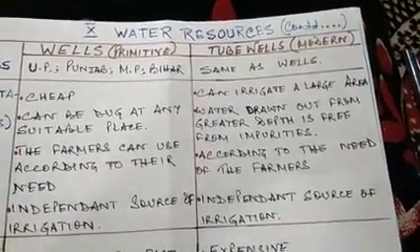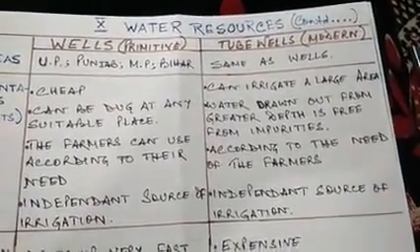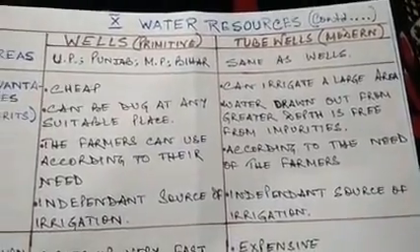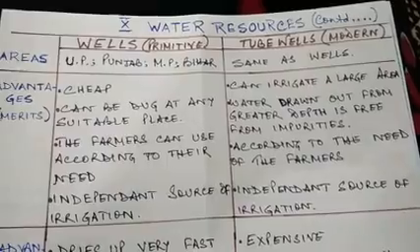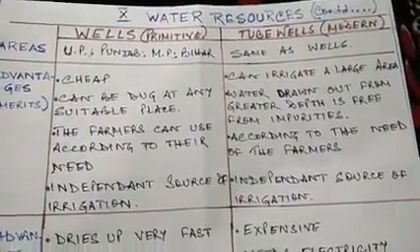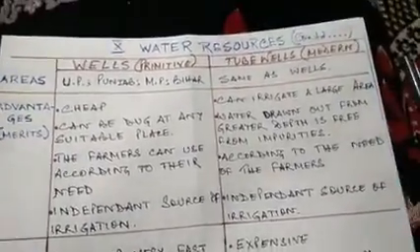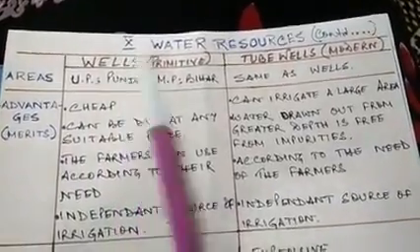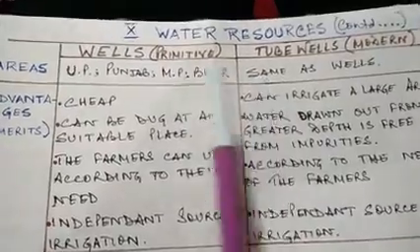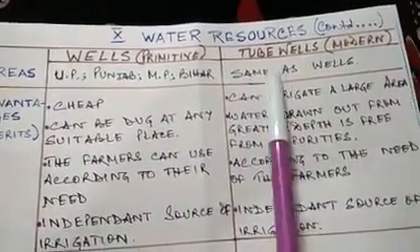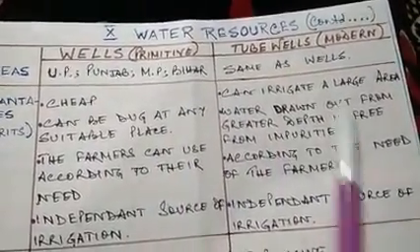Okay, class 10, continuing with last week's chapter, water resources. This week we will be doing the remaining 4 methods of irrigation. First, we start off with wells and then we go to tube wells. Now over here you can see wells and tube wells are given in a comparative way.